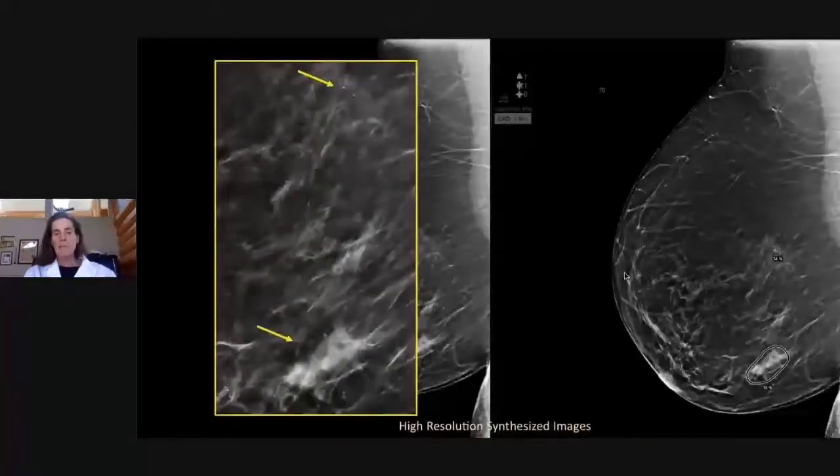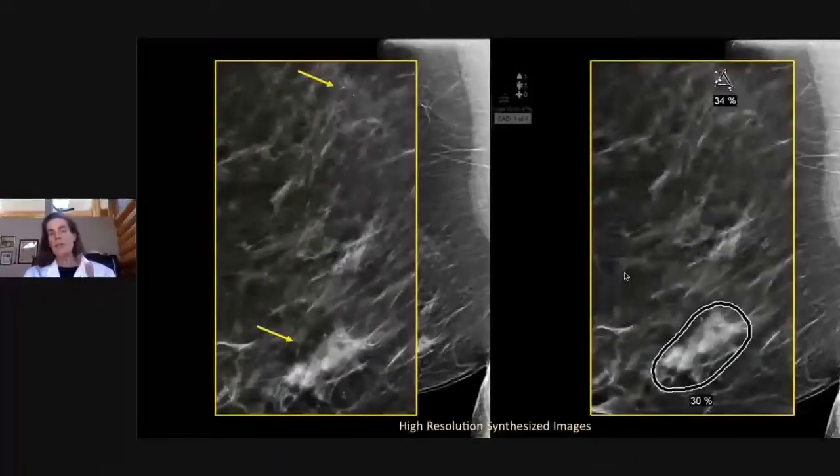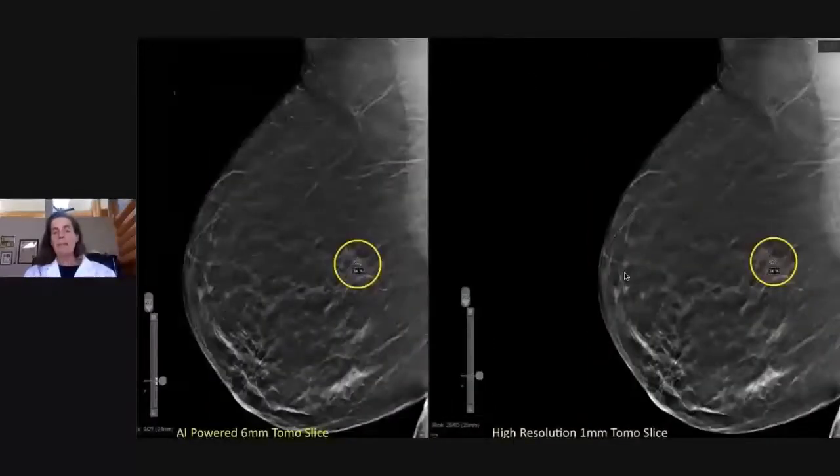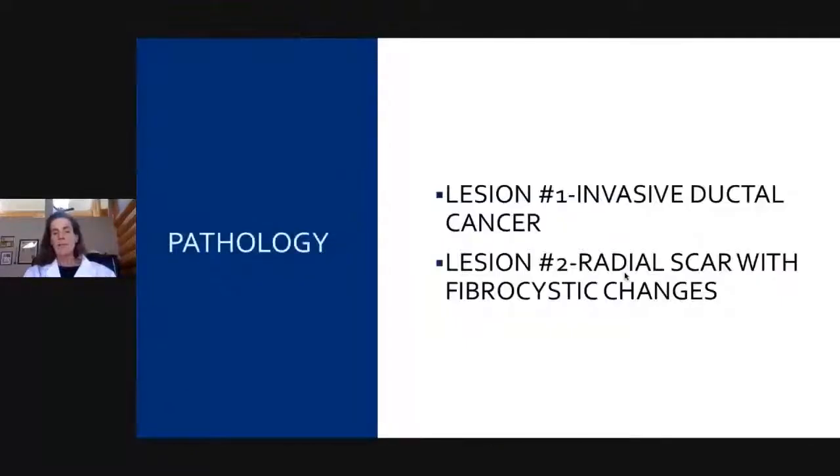And again, pointing to the lesions, whether you like the overlay or whether you like just an arrow to show you the abnormality. And then again, you get to determine the workup. And the first lesion was an invasive ductal. The second lesion was a radial scar.